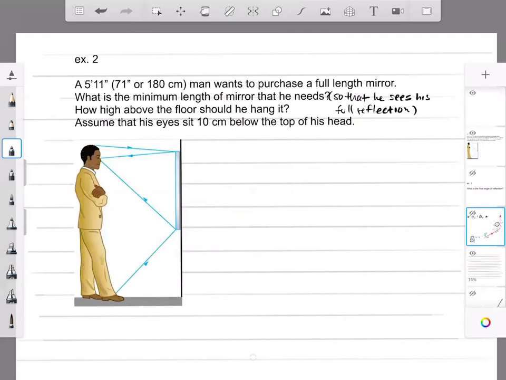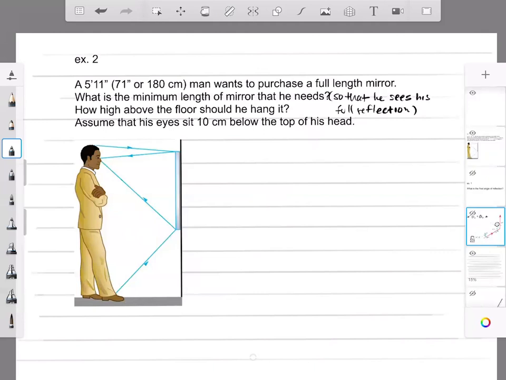A 5'11" man wants to purchase a full-length mirror. What is the minimum length of mirror that he needs, and I put here on the side, so that he can see his entire reflection? And how high above the floor should he hang it? Let's also assume that his eyes are sitting 10 centimeters below the top of his head.